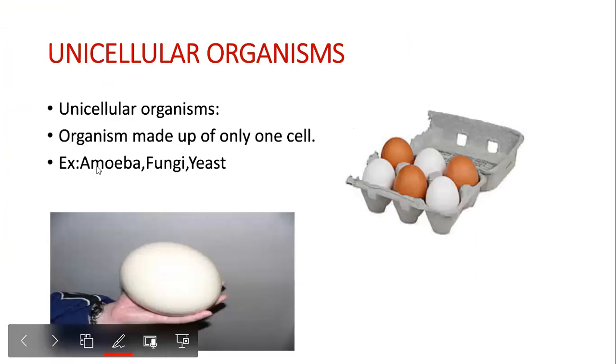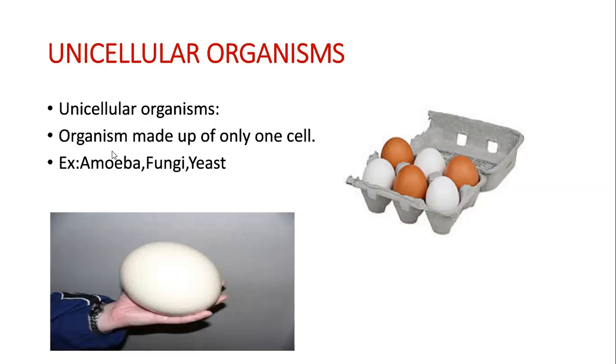Now, what is a unicellular organism and what is a multicellular organism? Organisms that are made up of only a single cell are called unicellular organisms. And as the name suggests, multicellular means organisms that are made up of two or more cells. So examples of unicellular organisms are amoeba, fungi, yeast, and multicellular are mammals, reptiles.